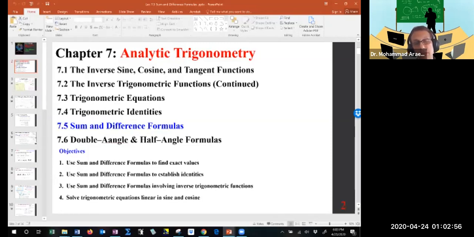I really can't emphasize this enough. As you know, trigonometry has a lot of formulas. So we are going to establish the sum and difference formulas for sine, cosine, tangent, and see how it works, and solve some equations involving those.